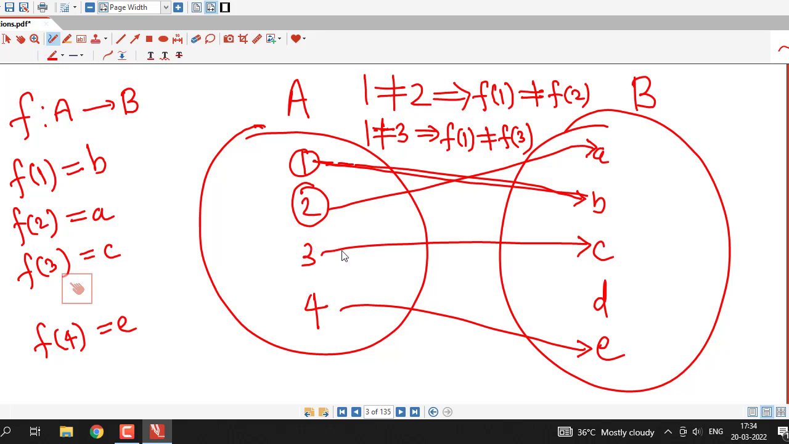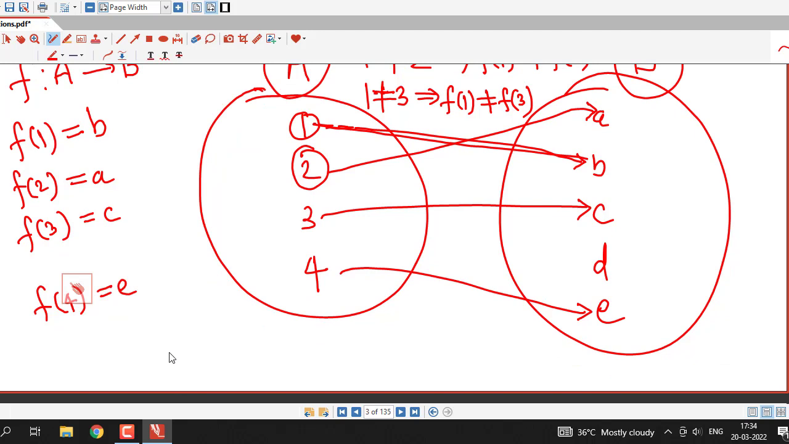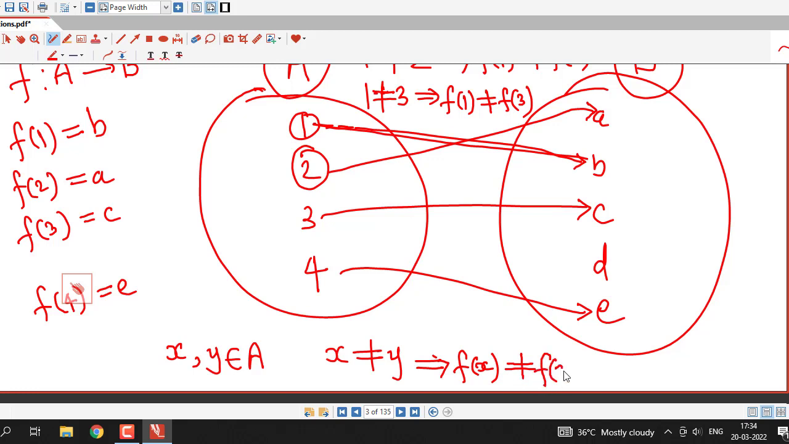So we can see that there are no two distinct elements having the same image. If we consider any two distinct elements of set A, then their images are distinct. That we can write in this way. Suppose I consider any two elements in set A, and if I take x and y as distinct elements, then we have this type of situation: images of x and y are distinct.